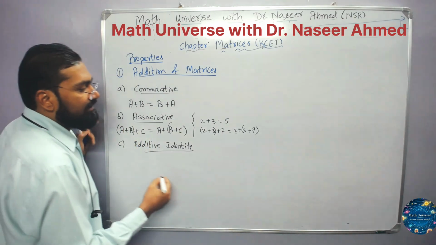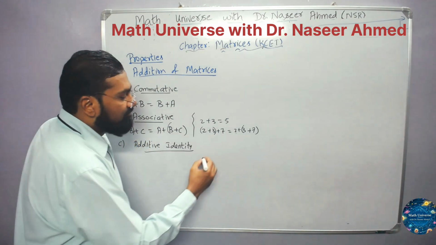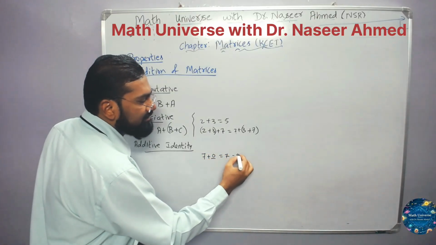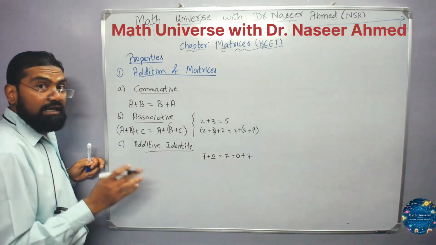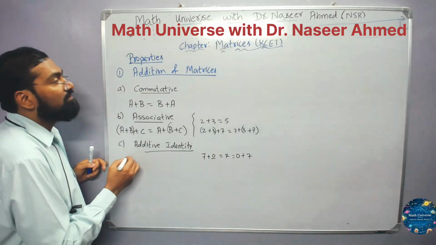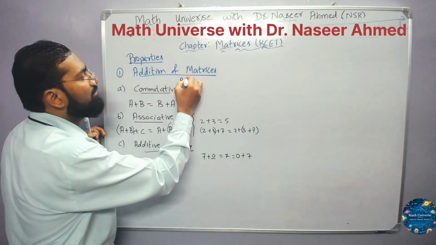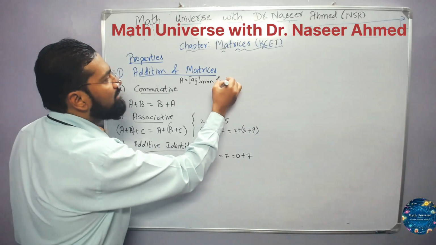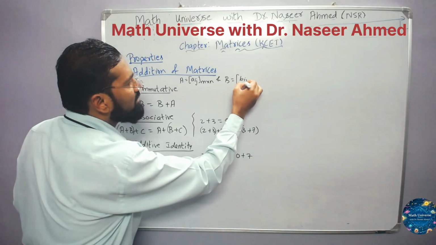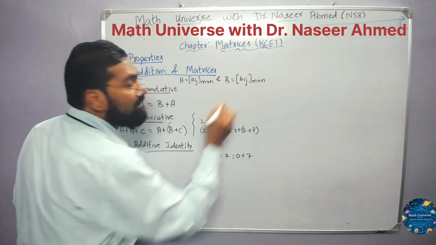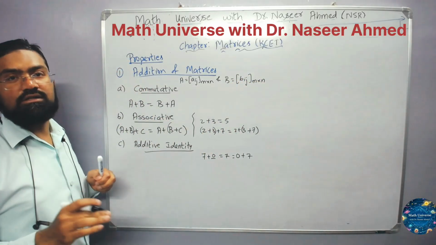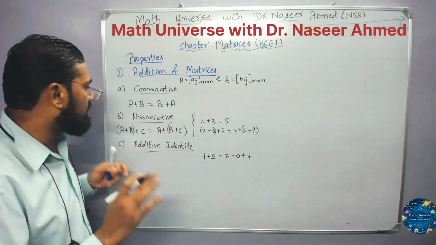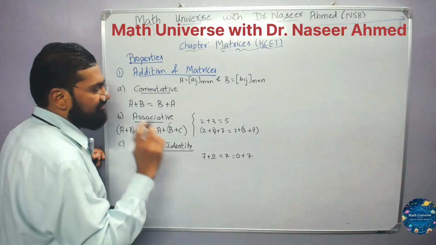Next, additive identity. Recall from your school days under real numbers, which number, if I add it with 7, gives back 7? It is 0, same as 0 plus 7. So here, whichever matrix I'm talking about, A is equal to Aij of order m cross n, and B is equal to Bij of order m cross n. The given matrix need not be a square matrix. This is true for rectangular matrices as well as square matrices, provided the addition is defined.